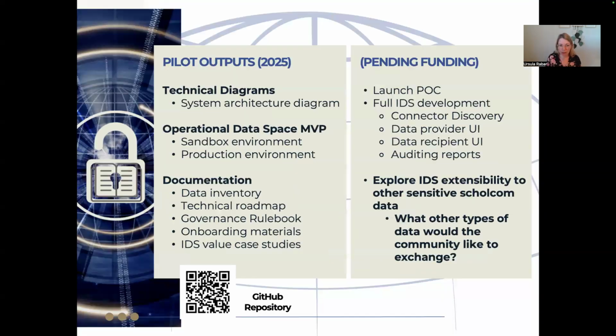And the expected outputs are technical diagrams, sandbox or production environments, inventory, and documentation of any sort that comes out of a proof of concept. And you can actually see some of these outputs already in our GitHub repository that's freely available. What we want to do next, pending funding, is launch the proof of concept and further develop it, as well as explore the extensibility to other sensitive scholarly communication data. So understand what other types of data the community would like to exchange.